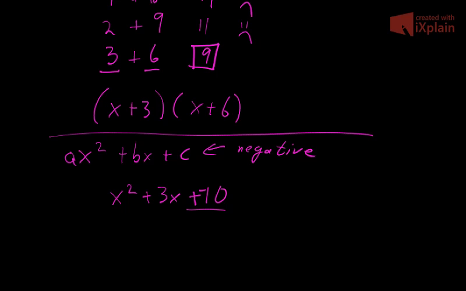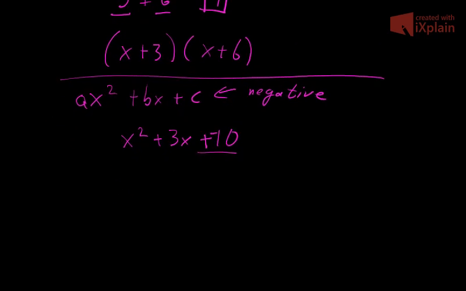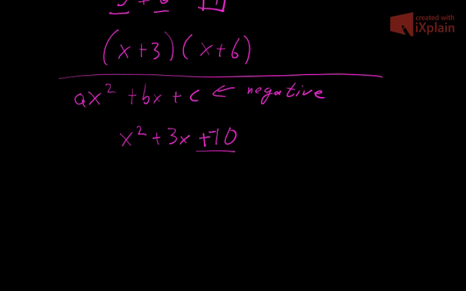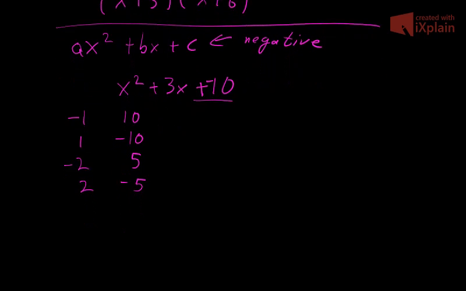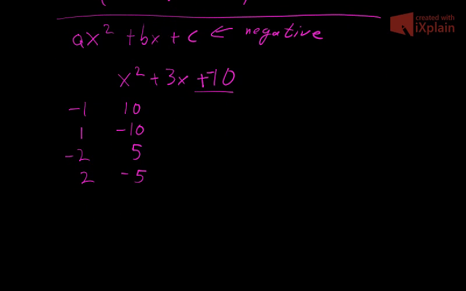So you have negative 10 here, and we're going to do this exactly the way we did it the other way with a positive number, but now it's negative. So what multiplies to negative 10? Well, I could have negative 1 and 10, or 1 and negative 10. I could have negative 2 and 5, or 2 and negative 5. And that's pretty much all my options.